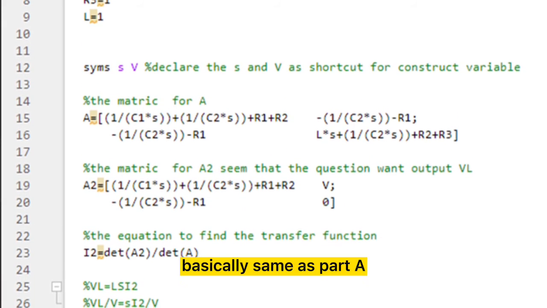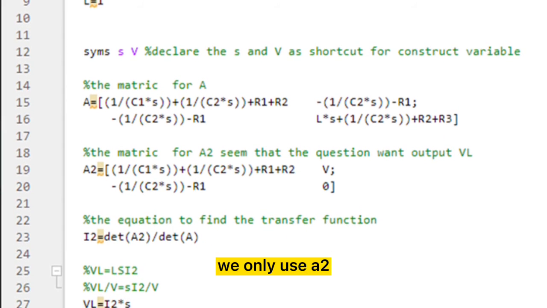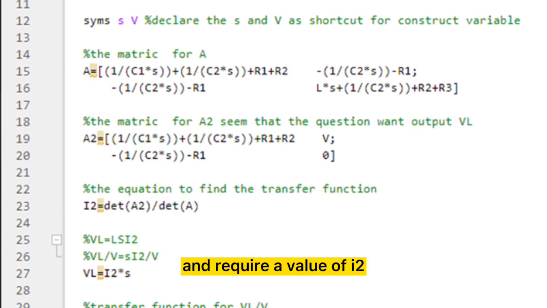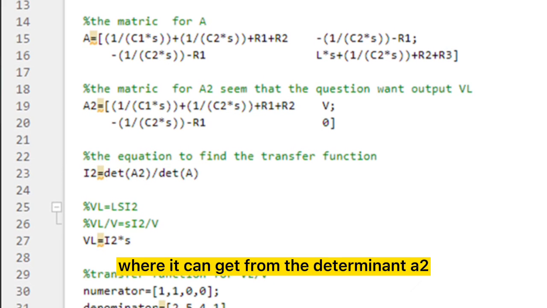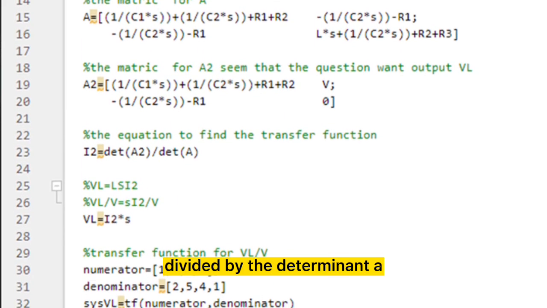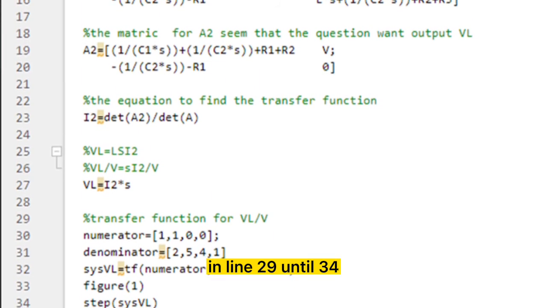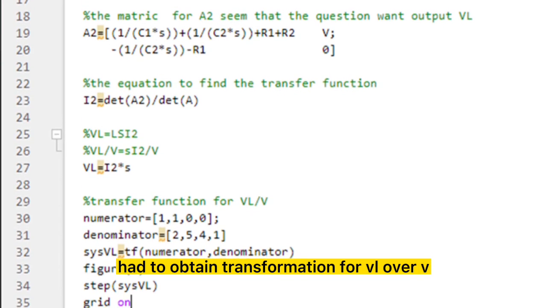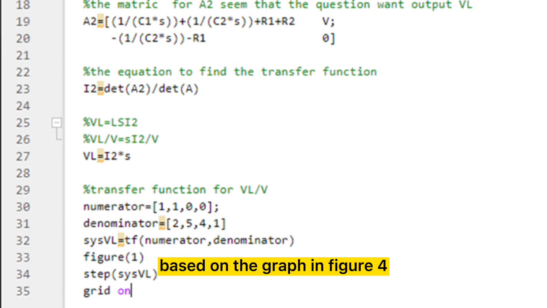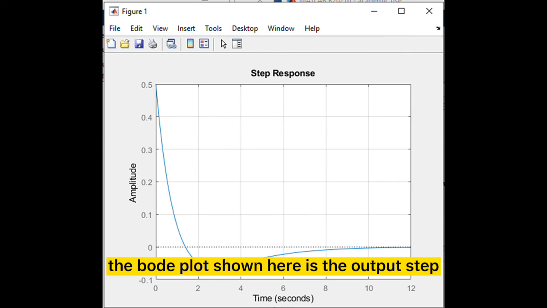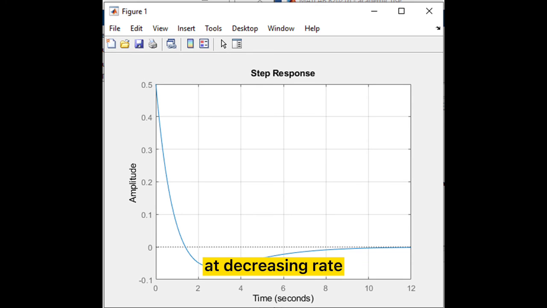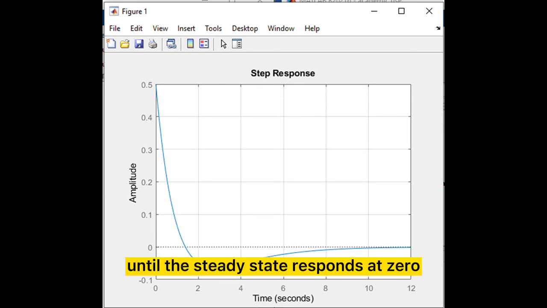So the process is basically the same as part A, but we only use A2 to find the output of VL and the required value of I2, which can be obtained from the determinant of A2 divided by the determinant of A. Lastly, the commands at lines 29 until 34 help to obtain the transfer function for VL over V. Based on the graph in figure 4, the amplitude is inversely proportional to the time. The Bode plot shown here is the output step response from the transfer function for VL. The graph shows that the data is decreasing at a decreasing rate, then it increases until the steady state response at 0.